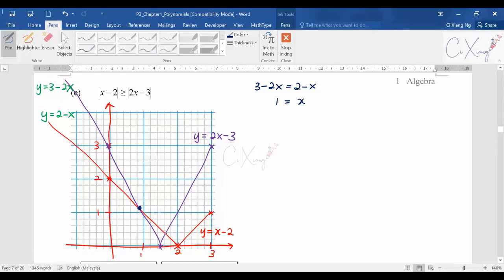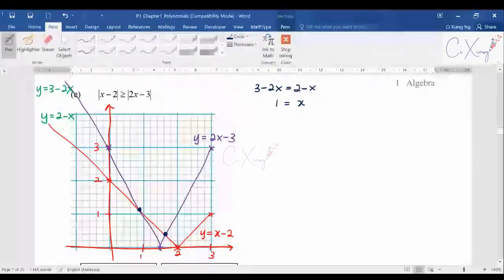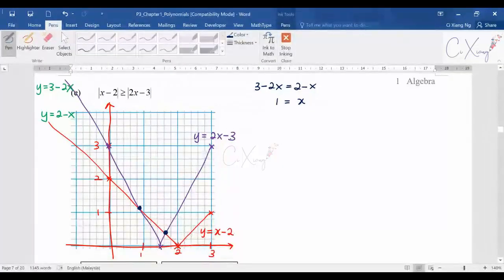Then the second intersection point is this one. If you look at this second intersection point, it intersects at y equals 2x minus 3 and also y equals 2 minus x. So to get the equation, I have 2x minus 3 equals 2 minus x. So you have 3x equals 5, and therefore x equals 5 over 3. So this is what I have for my intersection points.